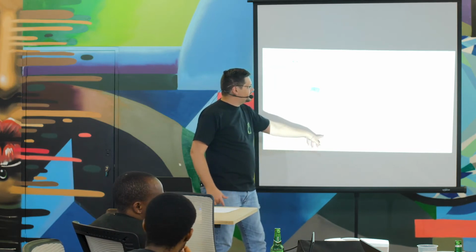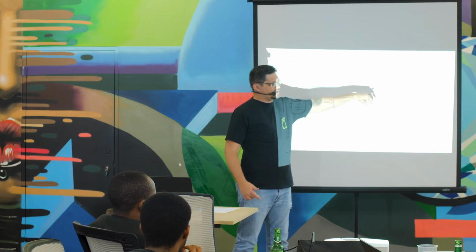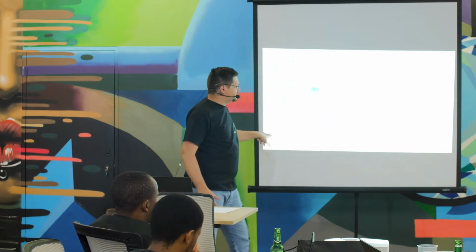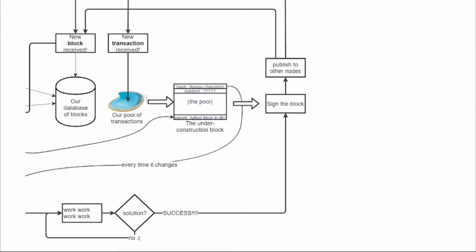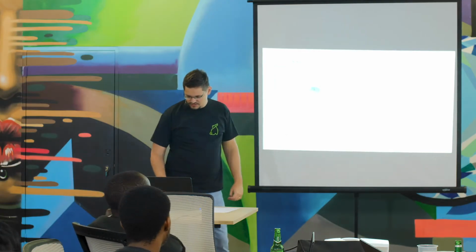So when the block is found, it's very simple. The block gets signed. In Bitcoin, I think the block gets signed first. But in our case, the block gets signed, and it gets published to other nodes, and the process just repeats. It just goes back to here. Oh, we received a new block. And we'll see in the code, we actually just call the same function.